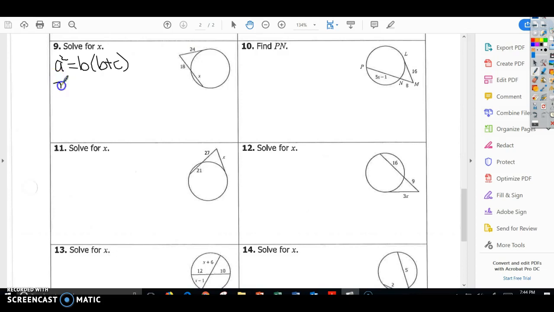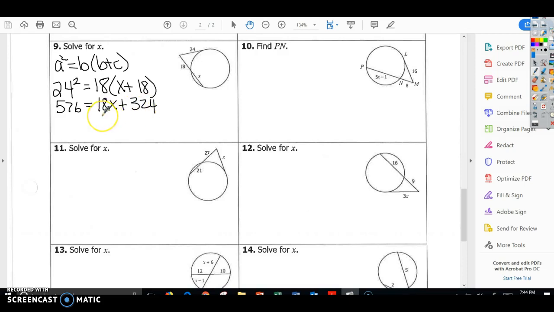Alright, so if we take our equations here and fill in what we have, we are going to have 24 squared and we're going to have 18 times (x plus 18). So 24 squared is 576. 18x, so we got to distribute here again, and 18 times 18 would be 324.